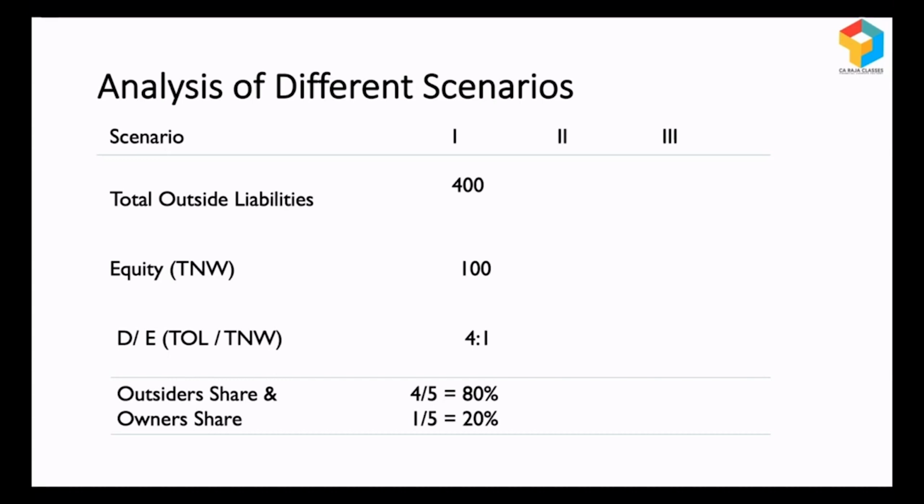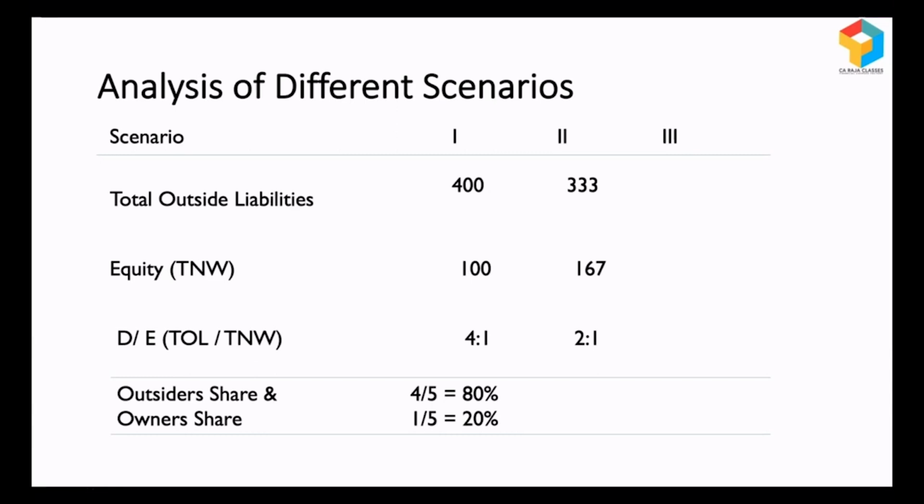But let's look at scenario 2. I'm going to take the same total funds of 500, but I'm just changing the proportion. I'm saying total outside liability is 333 and equity is 167, and if I calculate the debt equity ratio, it is 2:1. 333 by 167 gives 2:1. It means if 1 rupee is contributed by the owner, this business is borrowing 2 rupees.